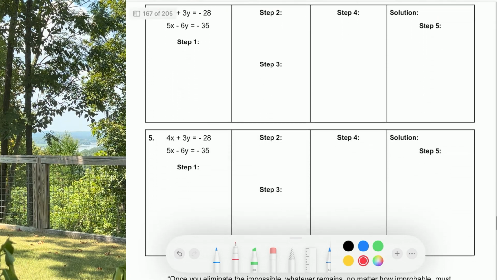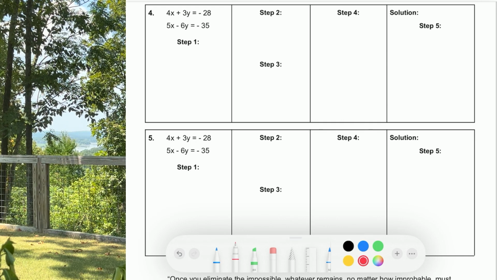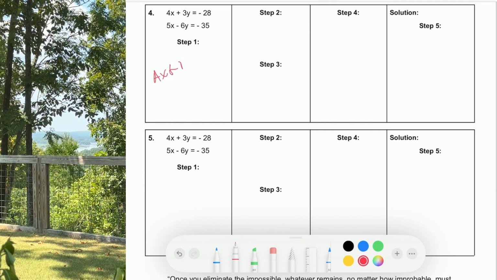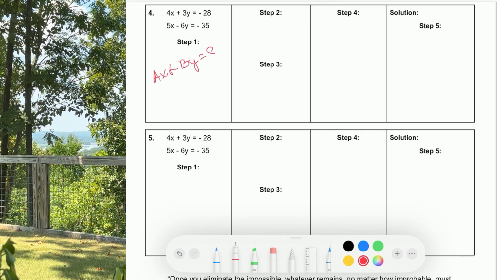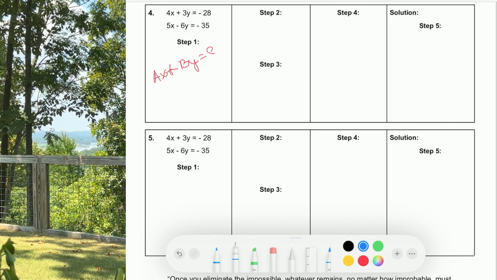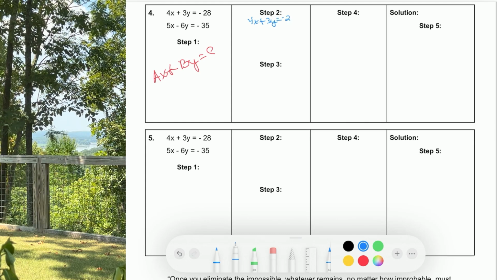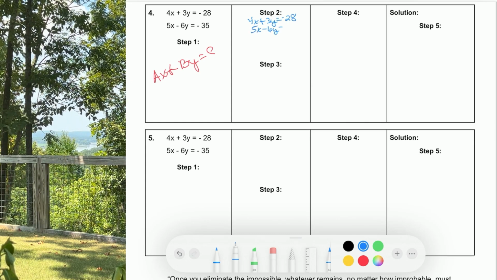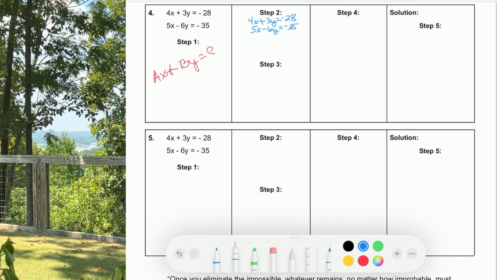Number 4. 4x plus 3y equals -28. And then we also have 5x minus 6y equals -35. They're both in the proper format, so we don't have to change anything there. So I'm going to rewrite them over here. So I have 4x plus 3y equals -28. And then 5x minus 6y equals -35.